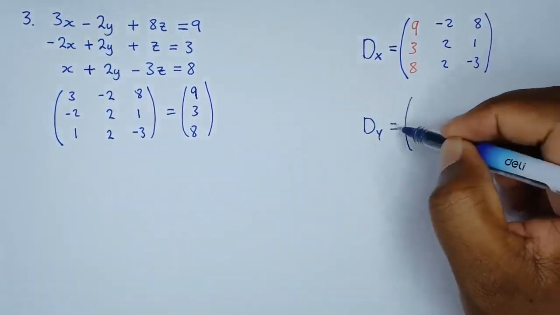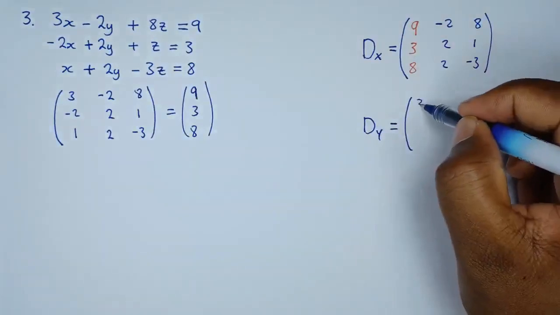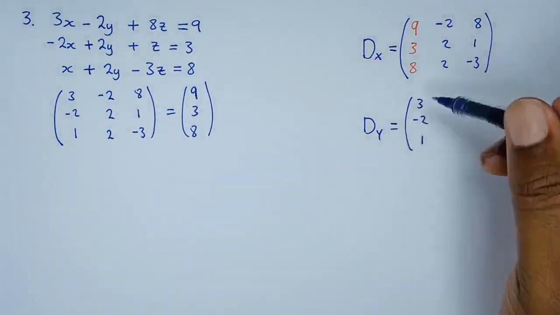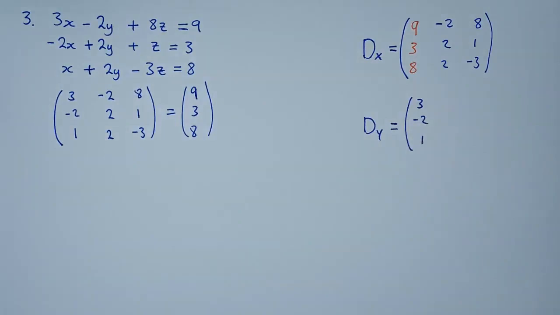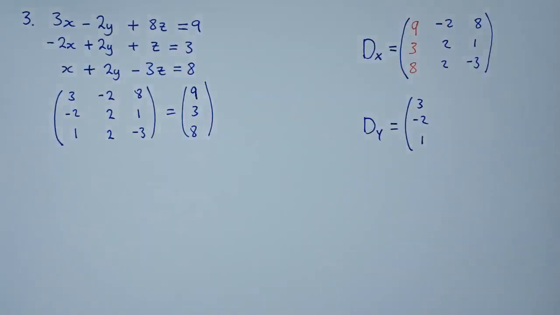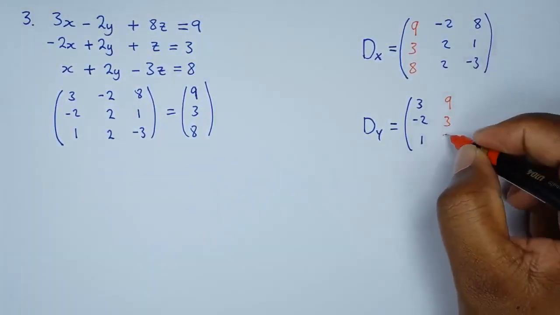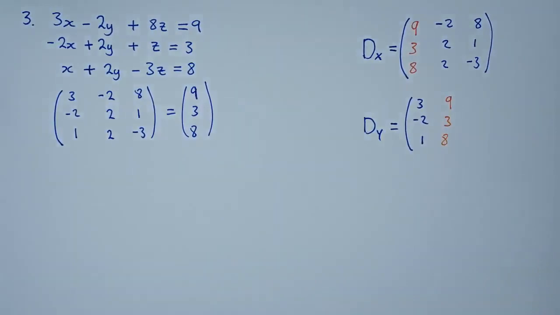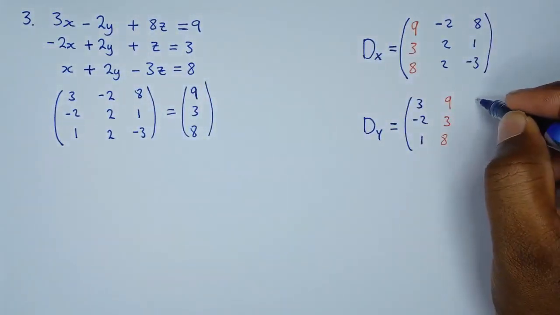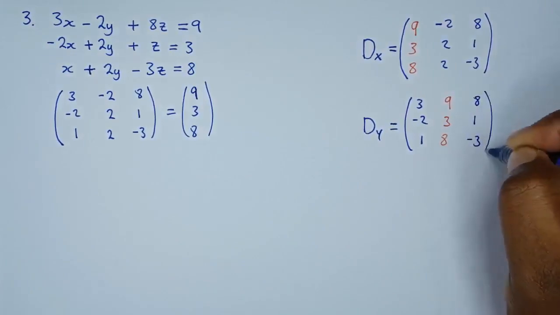For dy, the matrix formed will be, we maintain the coefficients for x, which are 3, negative 2, 1. For y, the coefficients for y, which are these ones that we have here, we're going to substitute them with these, which are 9, 3, and 8, like that. The next thing we're going to look at is the coefficients for z, which we just maintain as they are. So 8, 1, negative 3.